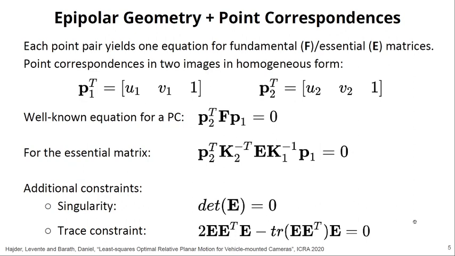If only point correspondences are applied, each location pair gives one equation for the estimation of fundamental or essential matrices. For the fundamental matrix estimation, at least 8-point correspondences should be given. If the cameras are calibrated, only 5 correspondences are needed, as the elements of the essential matrix should fulfill the singularity and trace constraints.